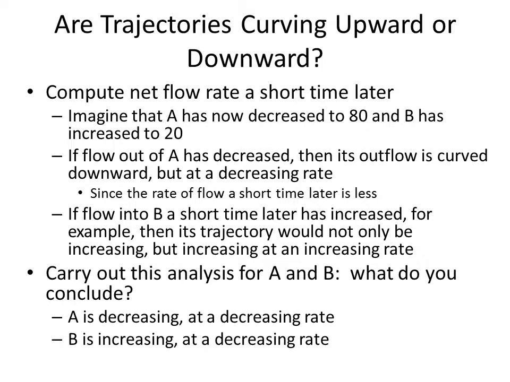If the flow out of A had decreased at this point, then its trajectory would be curving downward, but at a decreasing rate, since the flow rate a short time later is less. If A is at 80, the outflow is going to be 40 instead of 50. So it heads down really fast, but the rate at which it's heading downward starts to decrease. Carry out the same kind of analysis for B, and you discover that B is heading up very rapidly, but as these two variables approach each other, B's rate of change slows down quite rapidly. So it heads up rapidly, and that ends up being what we described earlier as increasing at a decreasing rate.